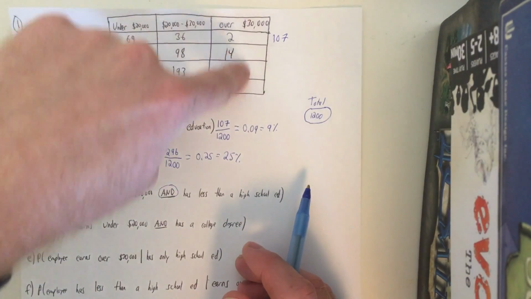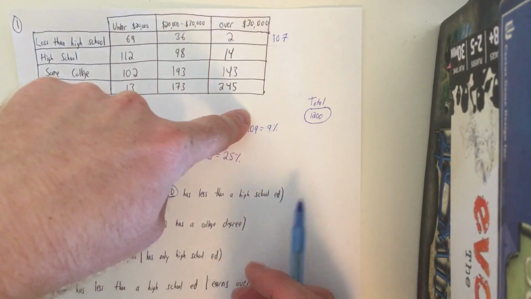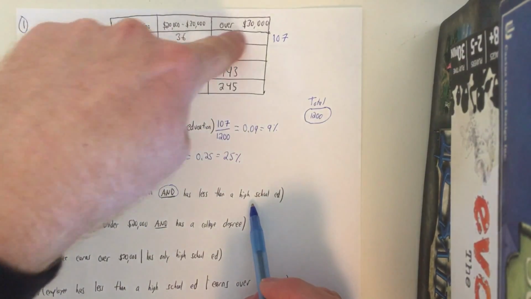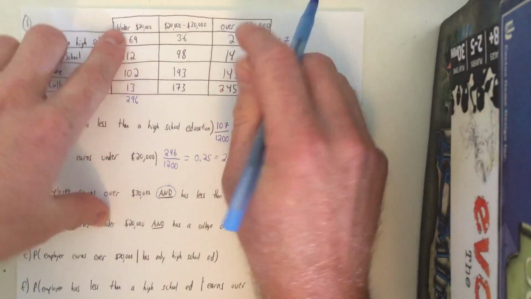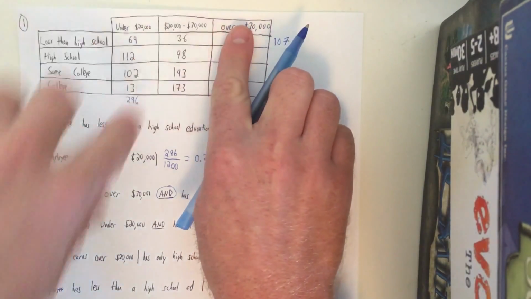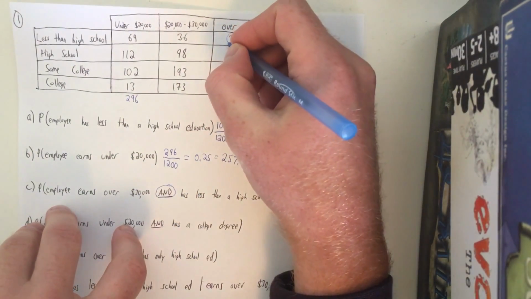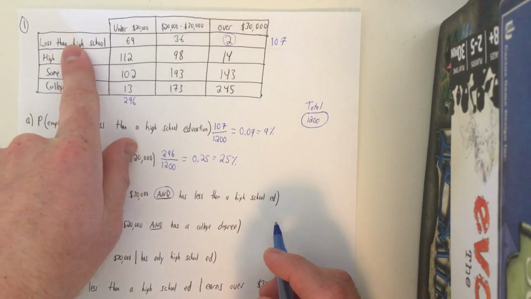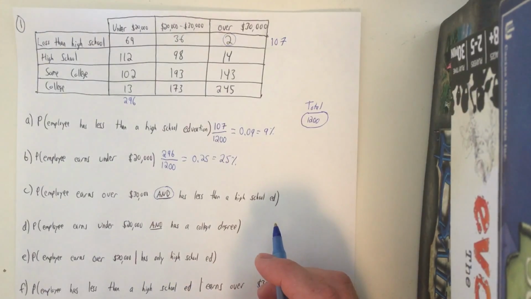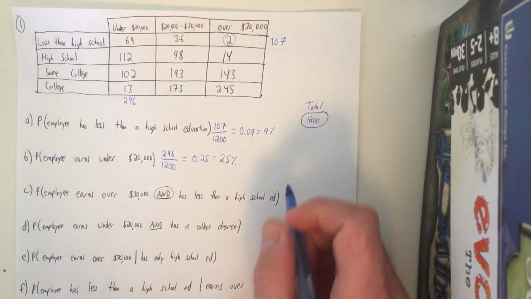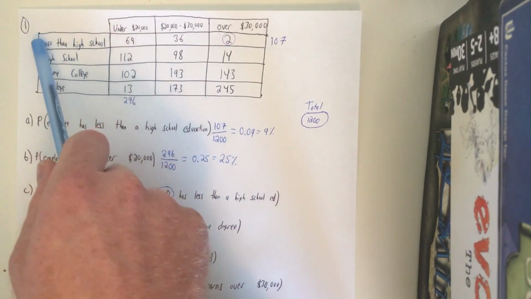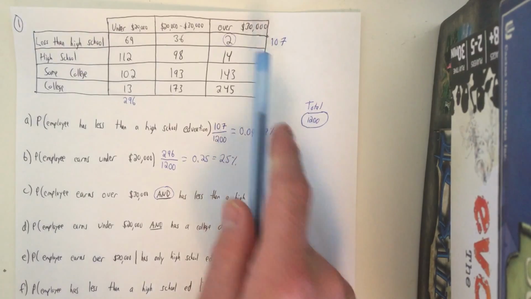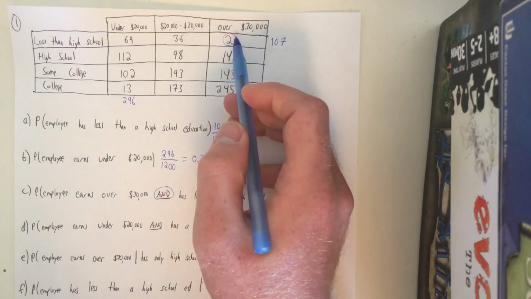So earning over $30,000 is this column on the right, and having less than a high school education is this top row over here. So they intersect right here at my 2, which I will circle. So there's only 2 people that have both less than a high school education and make over $30,000. That kind of makes sense, because if we have less education, we're less likely, although not guaranteed, to make more money. And that's what this is showing us over here.